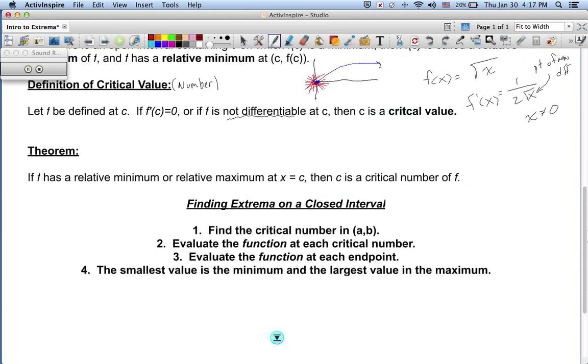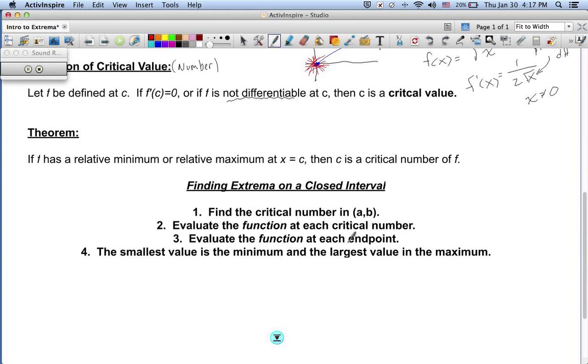Quick theorem. If f has a relative minimum or maximum at some x value, let's call it c, then c has to be a critical number. In other words, c has to be a point of non-differentiability or a point that makes the derivative equal to 0.